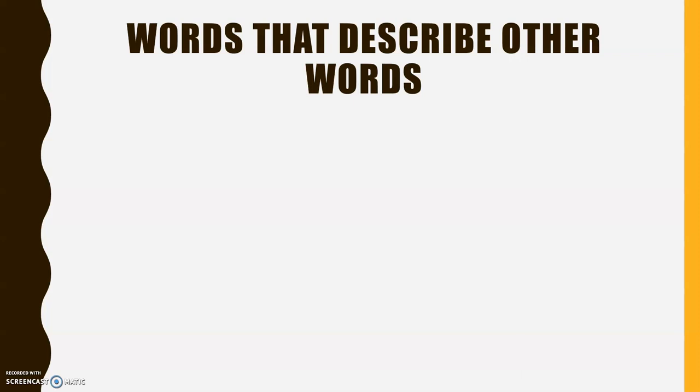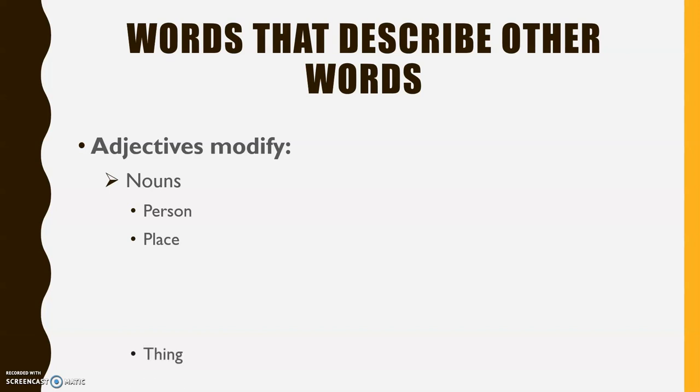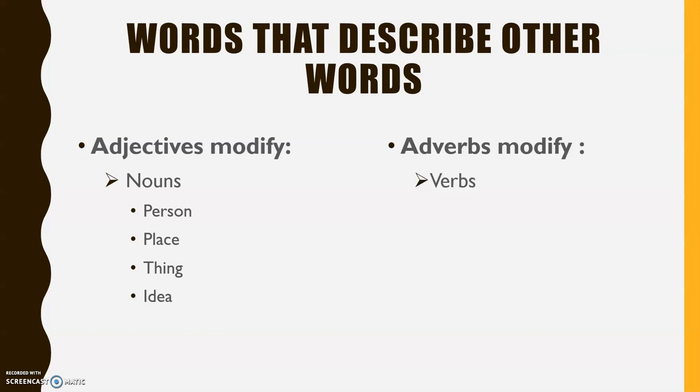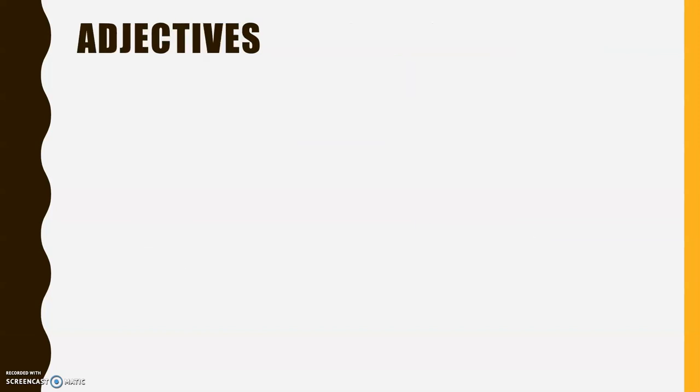Both adjectives and adverbs are words that describe other words, which gives your writing a lot more clarity as well as detail, making it more interesting. Adjectives only modify nouns, and we know that a noun is a person, a place, a thing, or an idea. Adverbs, on the other hand, modify verbs. They add to a verb. However, they also modify adjectives as well as other adverbs.